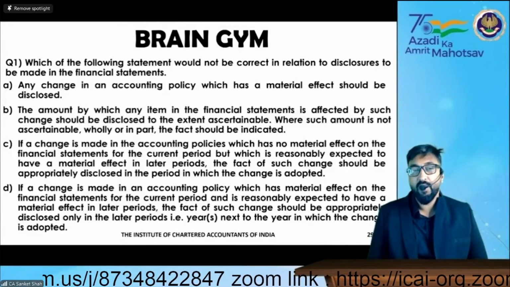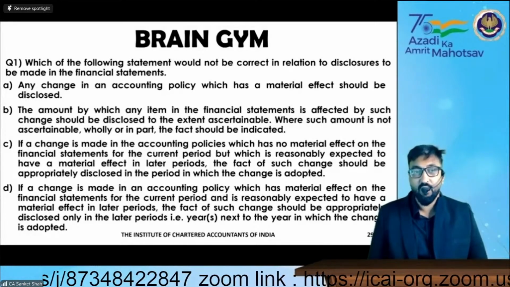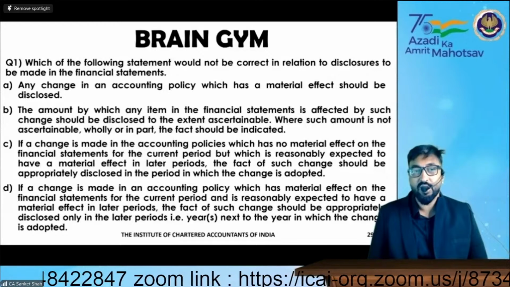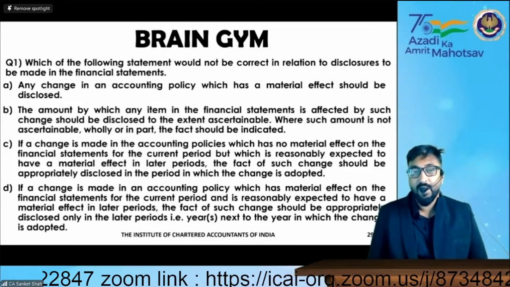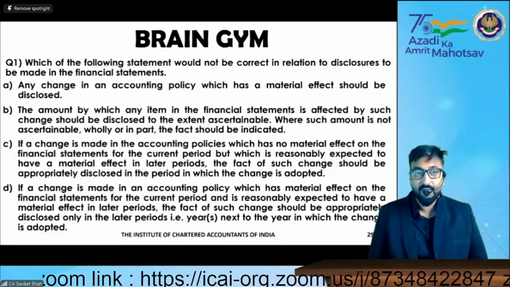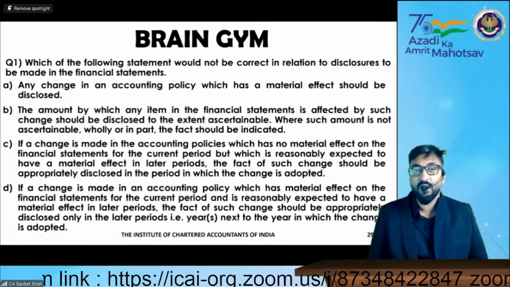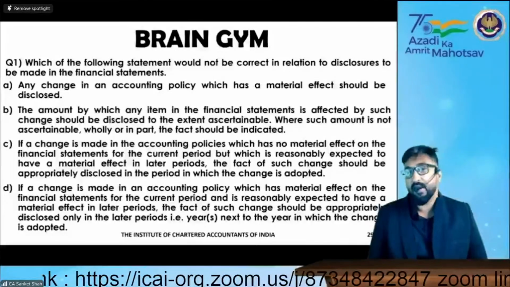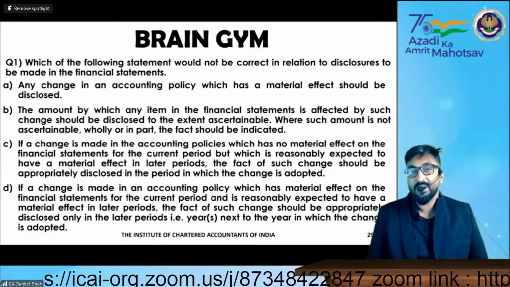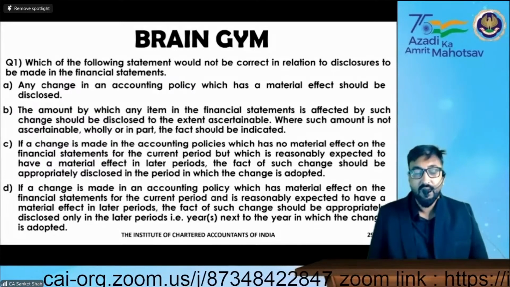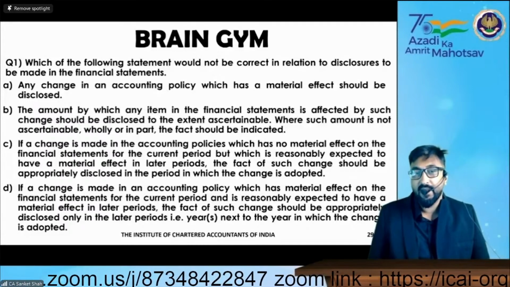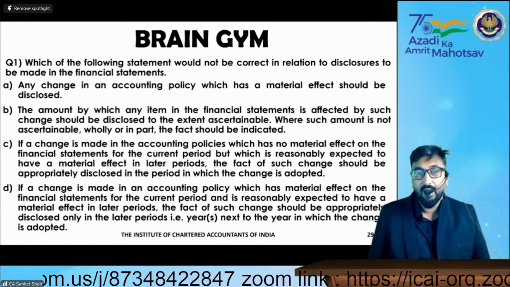Any change in the accounting policy which has a material effect should be disclosed. The amount by which any item in the financial statement is affected by such change should be disclosed to the extent ascertainable. Where such amount is not ascertainable, wholly or in part, the fact should be indicated. If a change is made in the accounting policy which has no material effect on the financial statements for the current period, but which is reasonably expected to have a material effect in a later period, the fact of such change should be appropriately disclosed. If a change is made which has a material effect in the current period and is reasonably expected to have a material effect in a later period, the fact should be disclosed appropriately only in the later period.